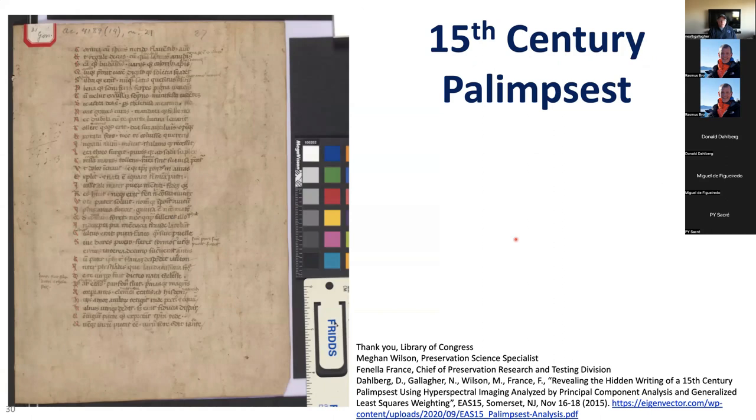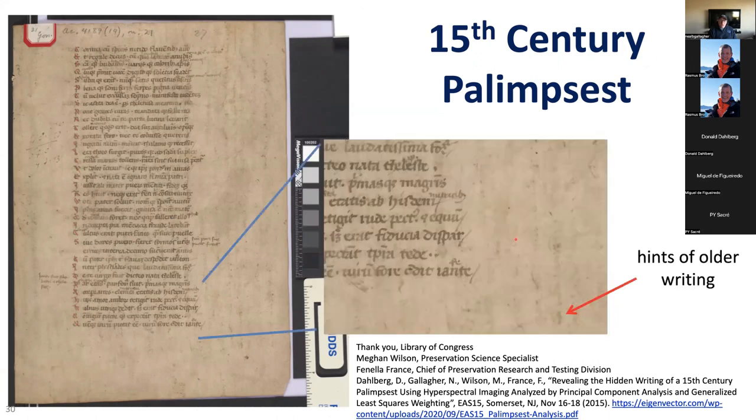Another application, and this came from the Library of Congress, and a good friend of mine, Don Dahlberg, shared these images with me, and we did a little bit of this weighted PCA. You can see this is a 15th century document from a Greek monastery, I believe. And if you zoom in, you start seeing hints of a little bit of writing in the background there. What we're going to try to do is pick a couple of regions, and try to enhance that background writing doing the same strategy that we had in the previous example.